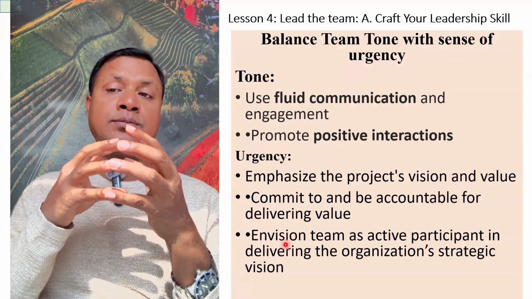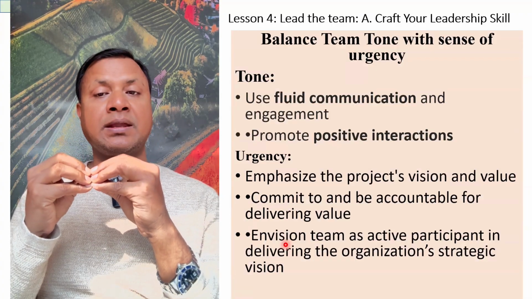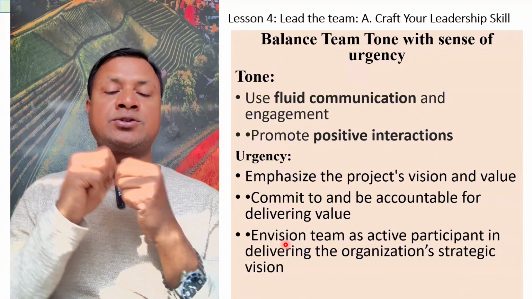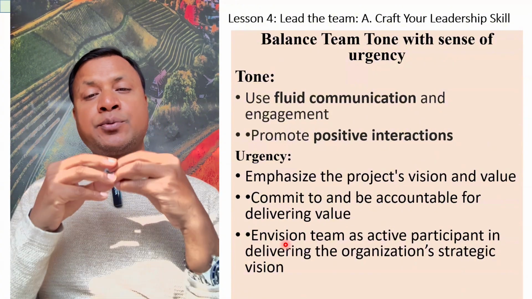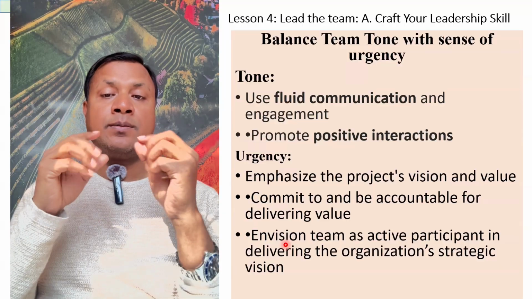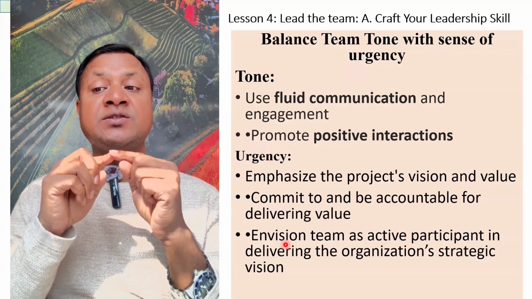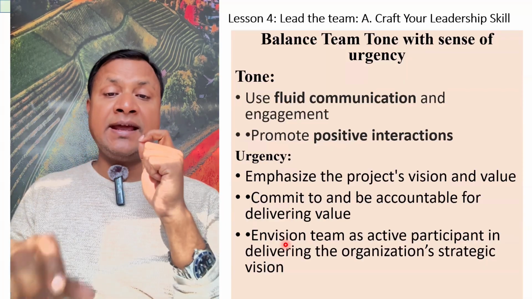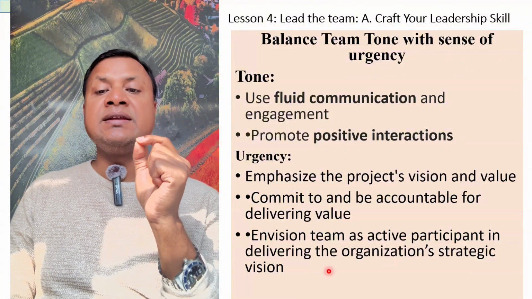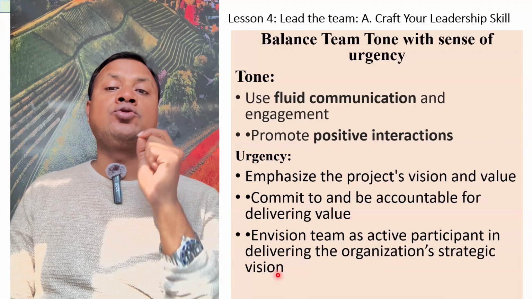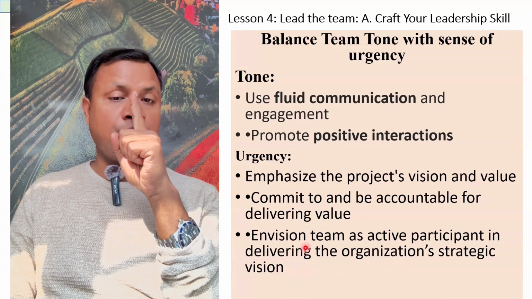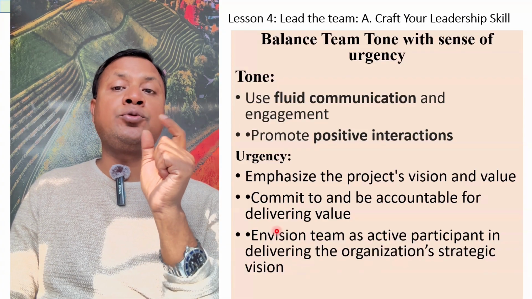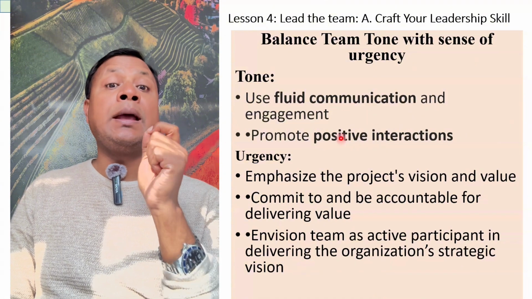And now, balance the team's tone with a sense of urgency. Tone: use fluid communication and engagement. Promote positive interactions. And urgency: emphasize the project's vision and value. What is urgent? Emphasize the project's vision and value. Commit to and be accountable for delivering value. And ambition: the team as an active participant in delivering the organization's strategic vision. So always, what is urgent? To focus on the value and the vision of the project. And for that, you have to use a tone of fluid communication and positive interaction.